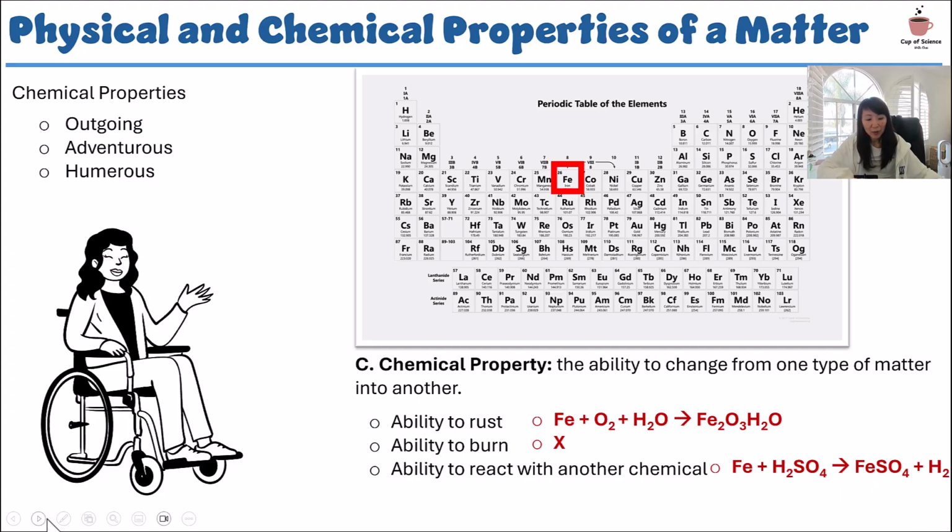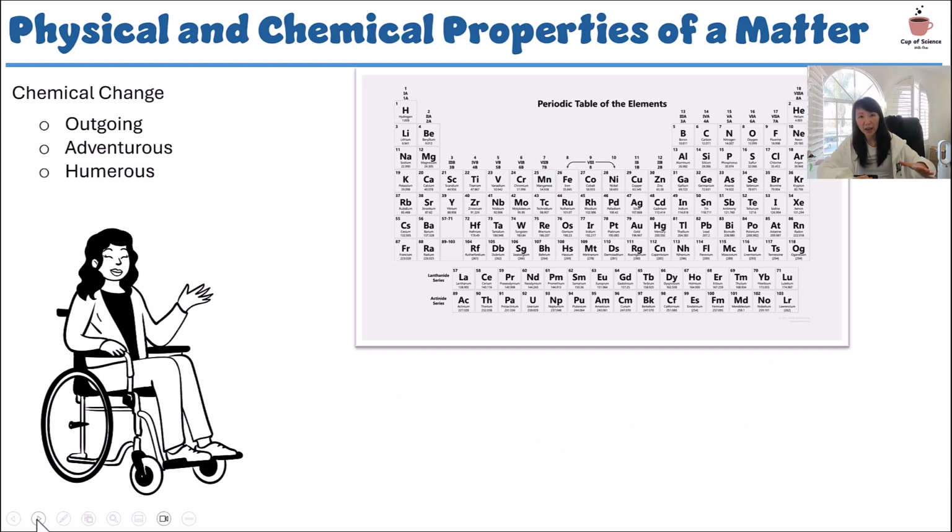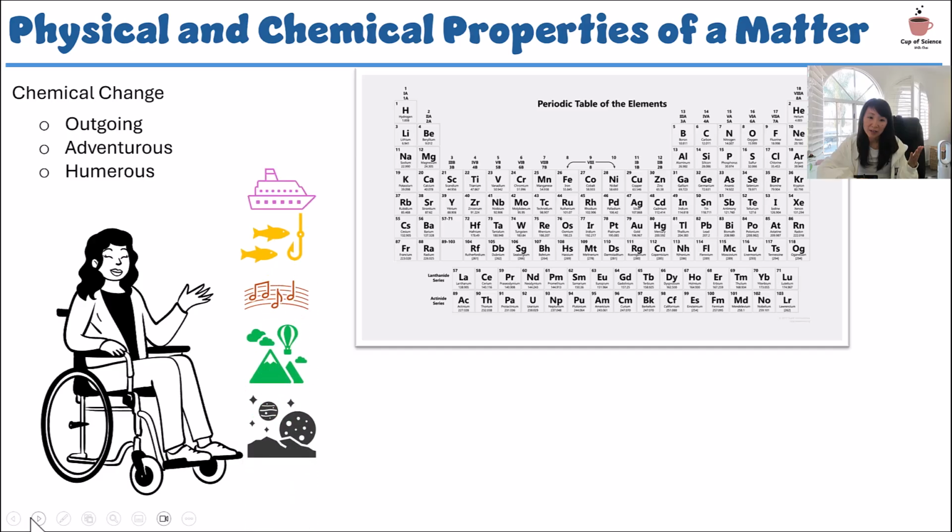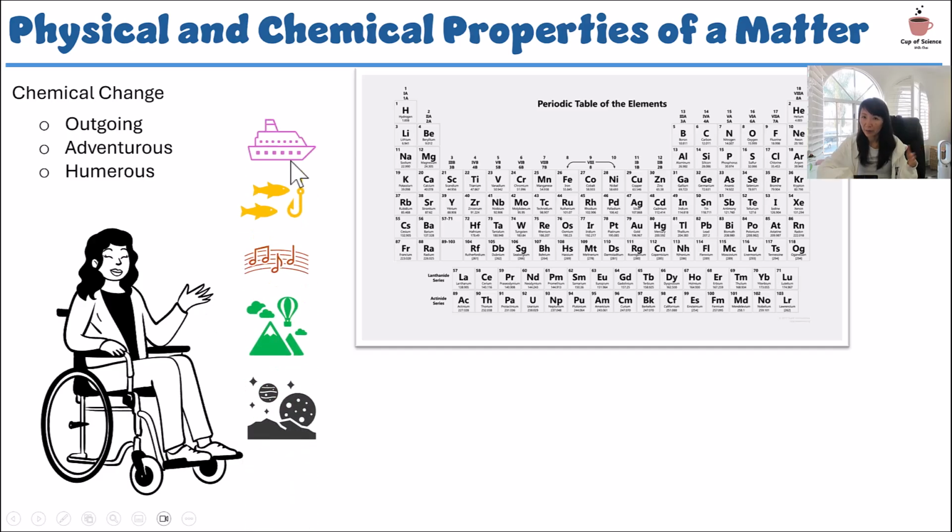Okay, now we go into chemical change. What do we mean by chemical change? So this friend of yours is outgoing, adventurous, and humorous. Well, what made you conclude that? That's because they went, say, traveling. Okay, they travel a lot. They go fishing a lot. They go hiking a lot. They even try to go up to the moon. Okay, shows a really outgoing and adventurous character, doesn't it?